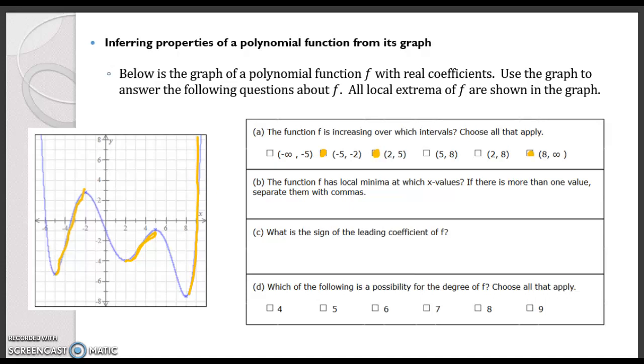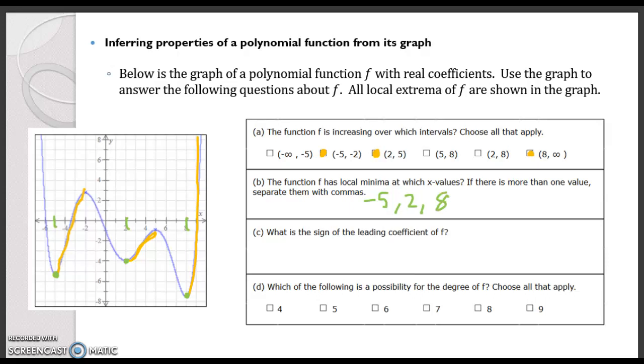The function f has a local minimum at which x values? Local minimums, if you remember from quadratic functions, happen at these bottom points. Okay, where are those x values? Those happen at -5, 2, and 8.